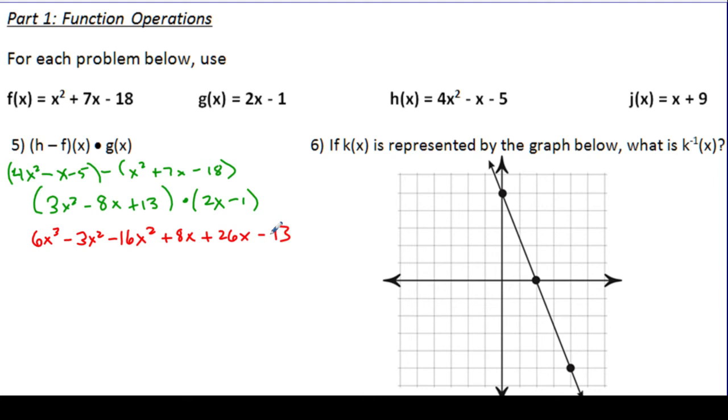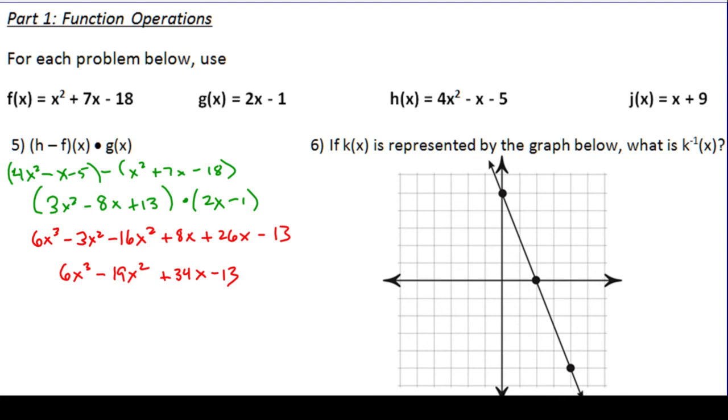So we just have to simplify the parts here, and we are all done. So 6x cubed is my only x cubed term, so that comes down. -3x squared minus 16x squared is -19x squared. 8 plus 26 looks like 34, so I have 34x minus 13. So the final answer to h minus f of x times g of x is this new expression: 6x cubed minus 19x squared plus 34x minus 13.